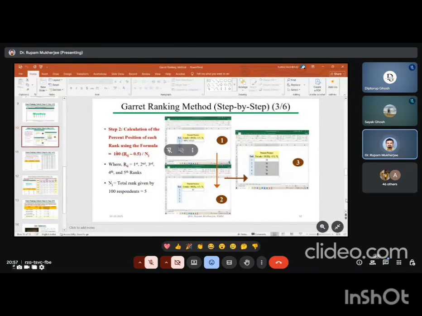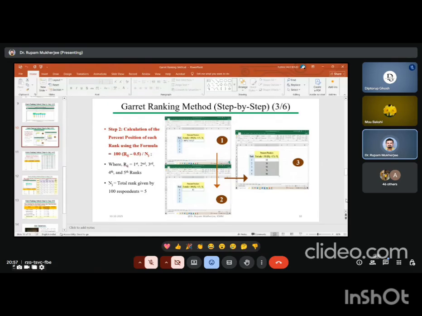In this formula, 100 is constant. This 100 is not due to the fact that my respondents are 100. Even if my respondents are 200, this formula is constant. This 100 is constant, this 0.5 is constant. Only the changing points are Rij and Nj. You got it, Mukherjee? This Nj is the total number of ranks. Here I have chosen five factors, so there should be a maximum of 5 ranks: 1, 2, 3, 4, 5. So 5 ranks are there.